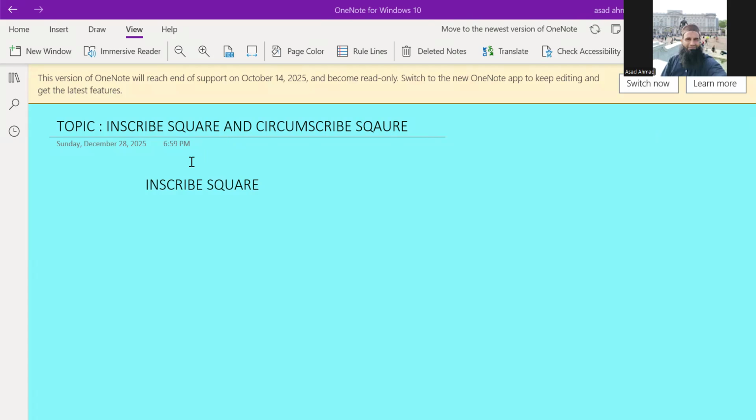Topic है inscribe square and circumscribe square. These are the two questions from exercise 13.2, and question number 7 contains 6 and 7, I think. Inscribe square and circumscribe square. So we will learn how to draw a square inside a circle. So this is called inscribe square.